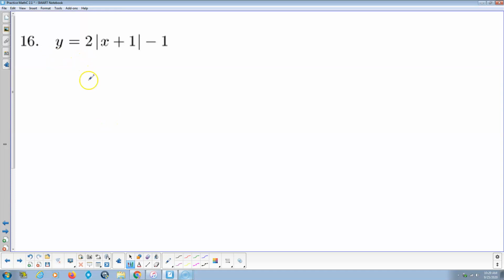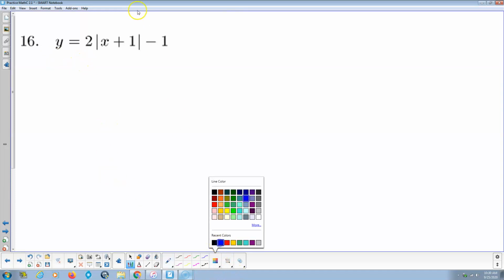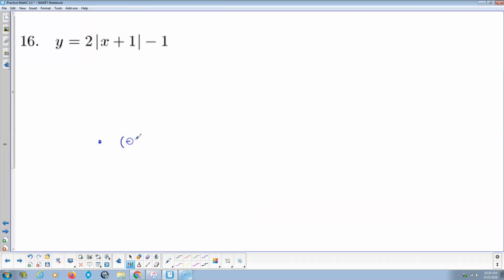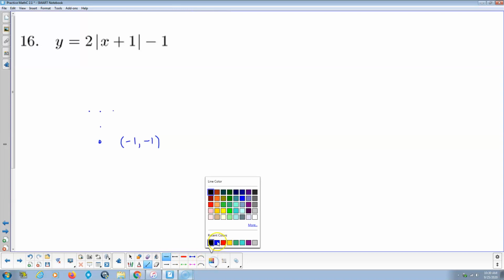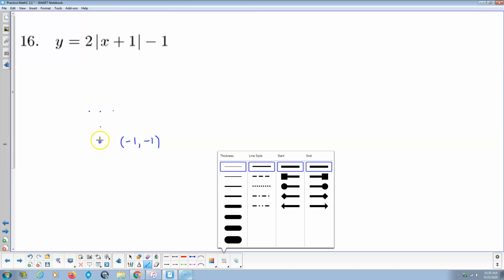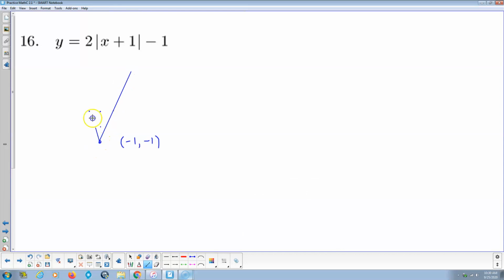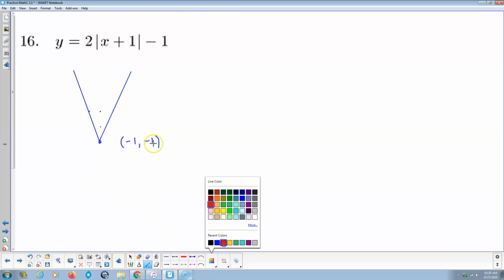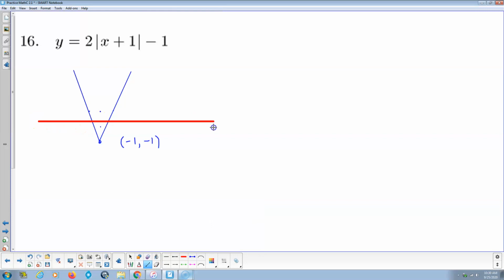All right, this guy right here. So the vertex, we're adding positive 1 to x. So the vertex is going to be a horizontal shift of negative 1. And then the vertical shift is negative 1. And this guy's positive 2, so we're going to go up 2, over 1 to the left, 1 to the right. Do a fancy line actually here. Boom. Boom. And notice negative 1 is below 0, so y equals 0 would be up here somewhere.